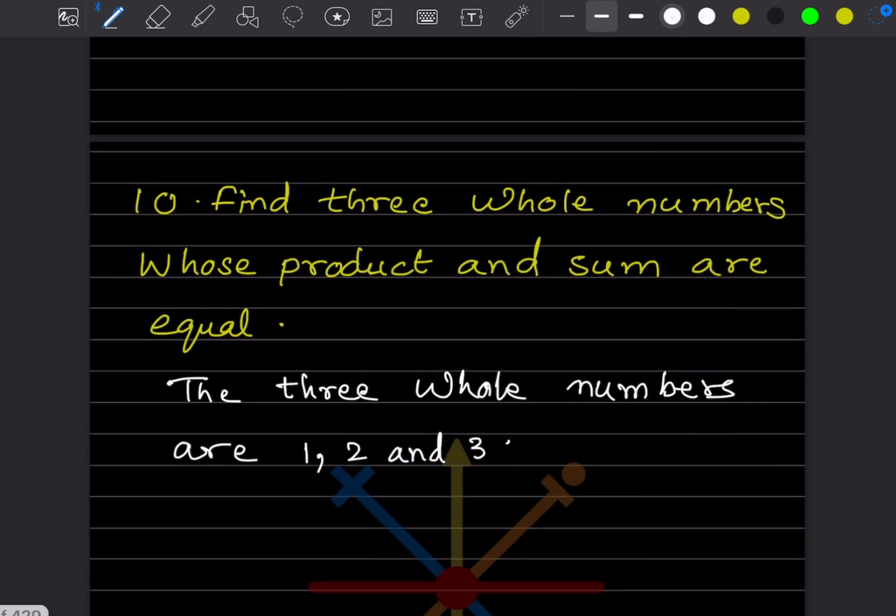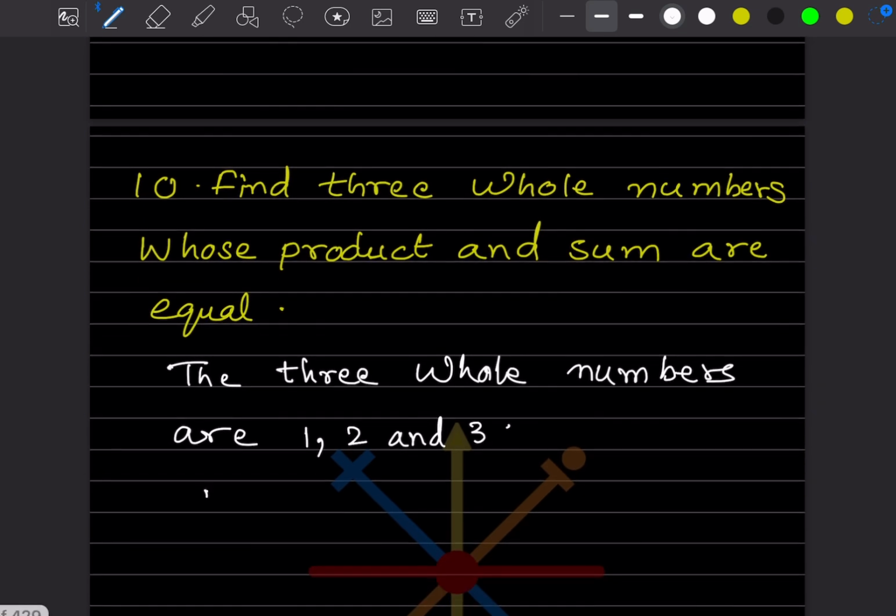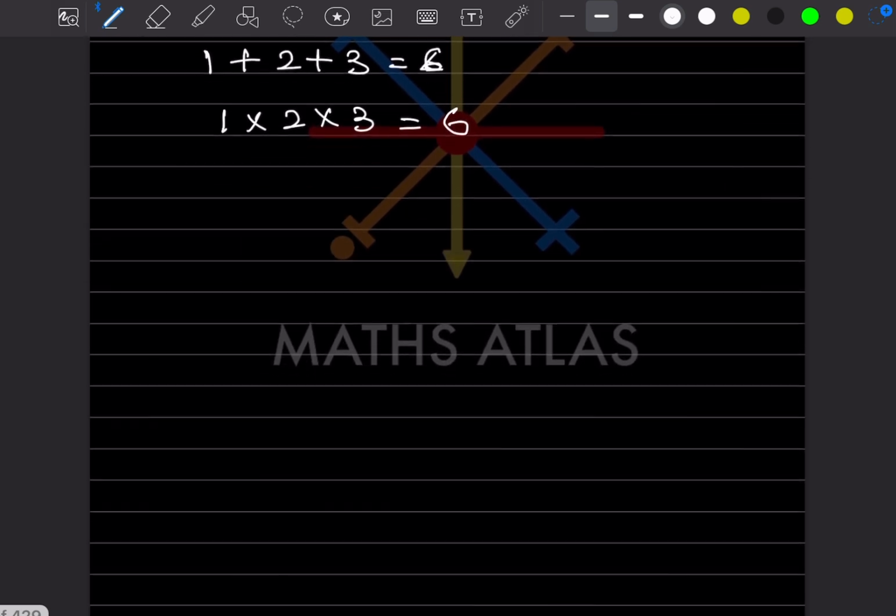So now if we take the sum of it, that is going to be 1 plus 2 plus 3. So this is going to be 6. And if you take the product of it, that is going to be 1 into 2 into 3. That is also going to be 6. So we can consider 1, 2 and 3. When we take the sum, that is 6, and when we take the product, that also is 6.